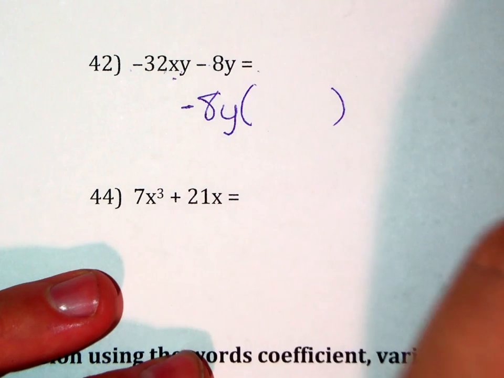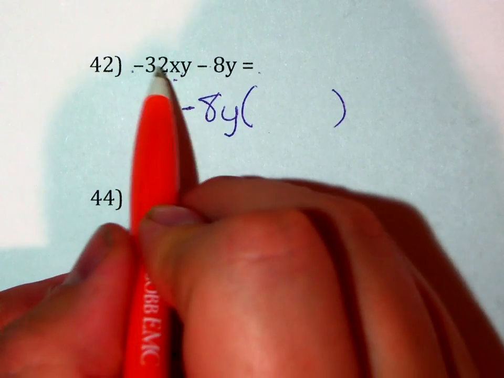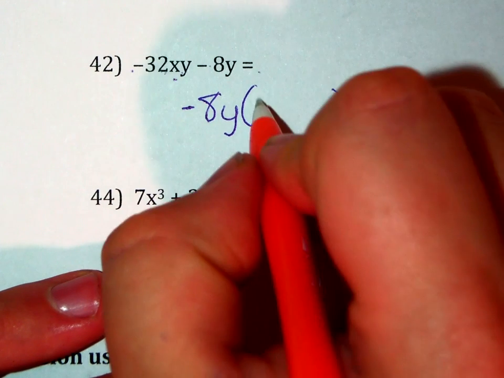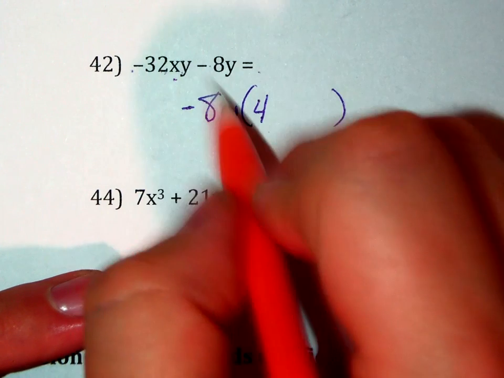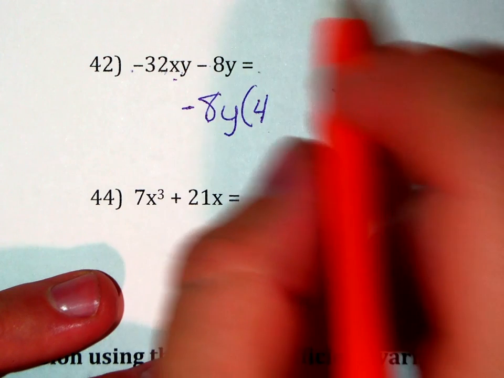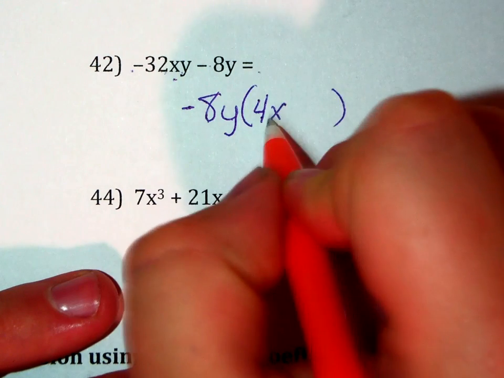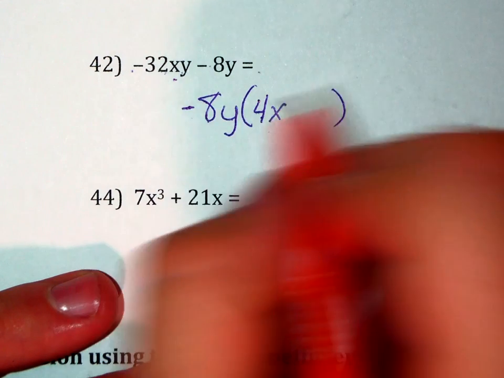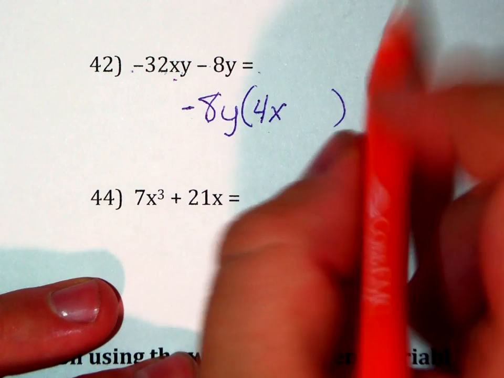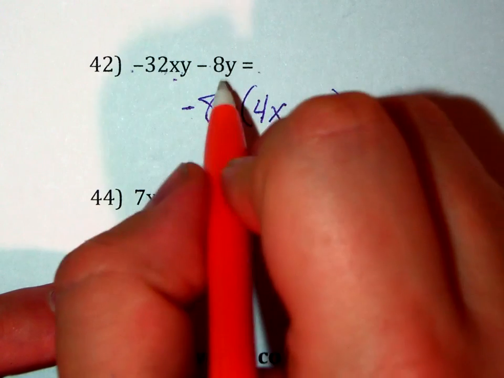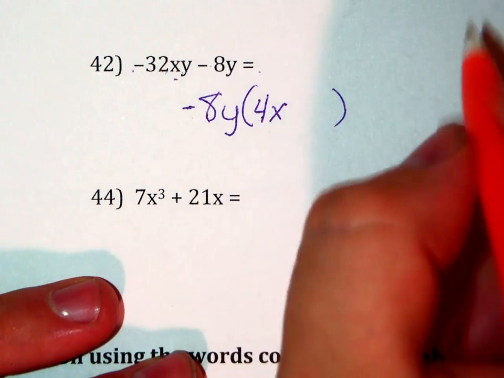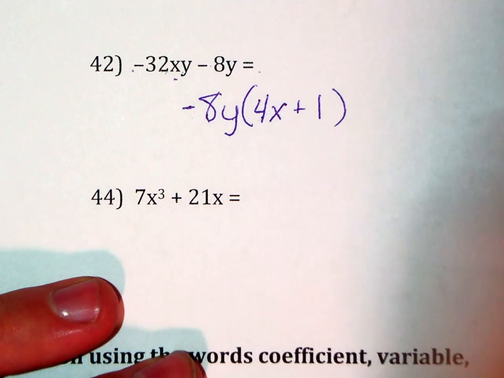Open my parentheses and figure out what's left inside. Negative 32 divided by 8 would give me a positive 4. Y over y would give me 1, so that would cancel out. And that would leave me with just x. So when I divide negative 32xy by negative 8y, I'm left with 4x remaining. Now when I divide negative 8y by negative 8y, that just gives me positive 1. So that would be my factored expression.